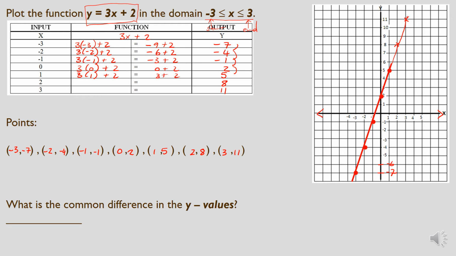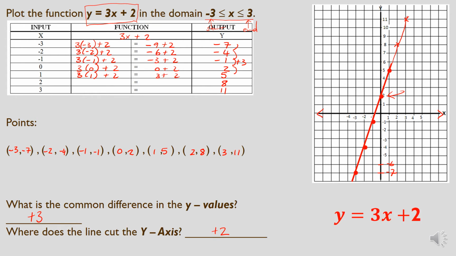What is the common difference in the y values? Well, looking at our patterns, it was plus 3. Where does the line cut the y-axis? We can see quite clearly here it's 2. Okay, this was our function, so let me just write that down. The common difference was 3 and the y-intercept was plus 2. And just be making connections now in your head. Where do you see the common difference? Where do you see the y-intercept?